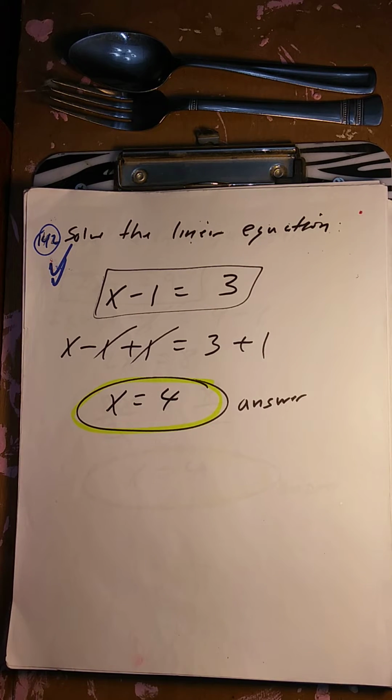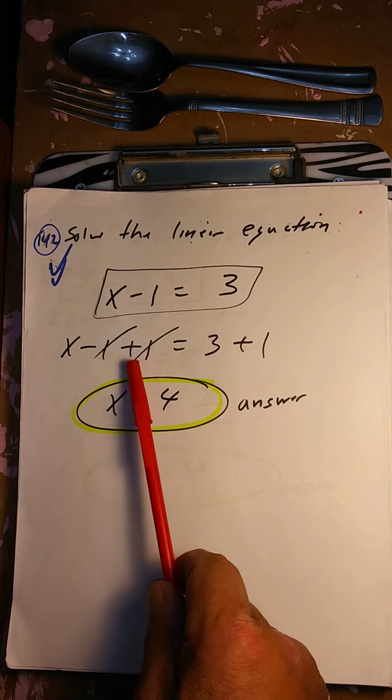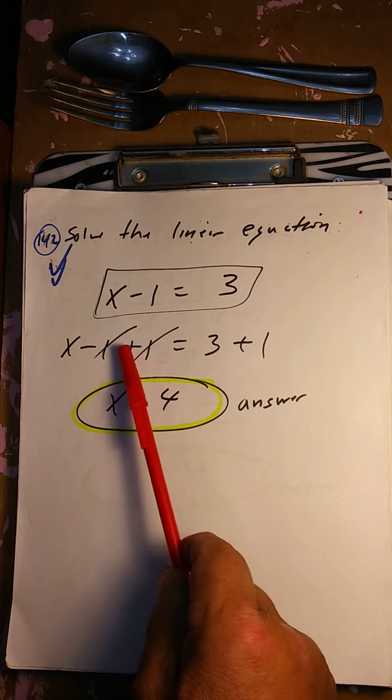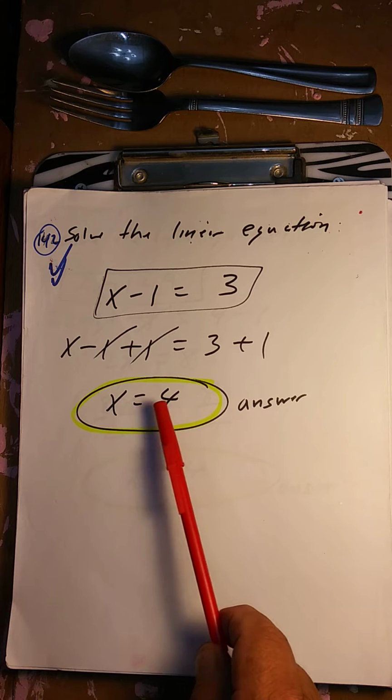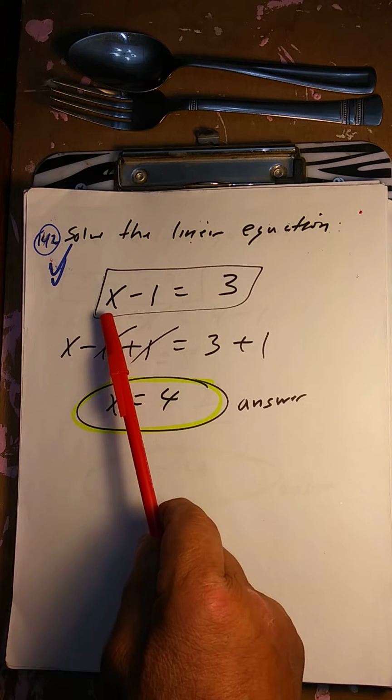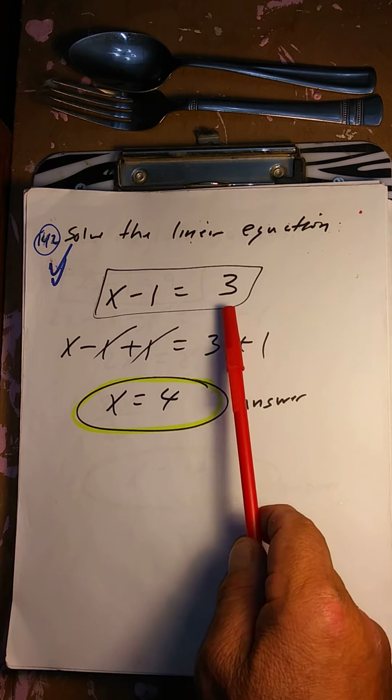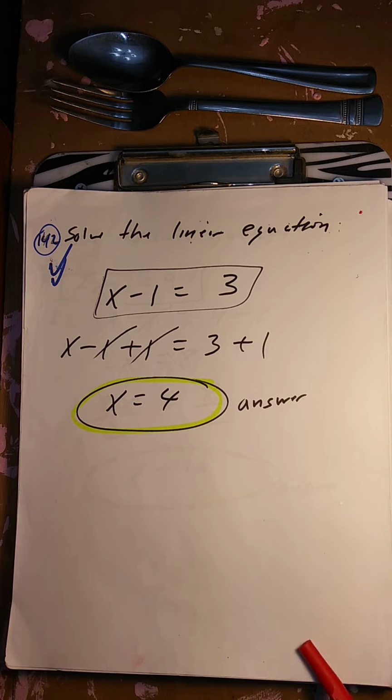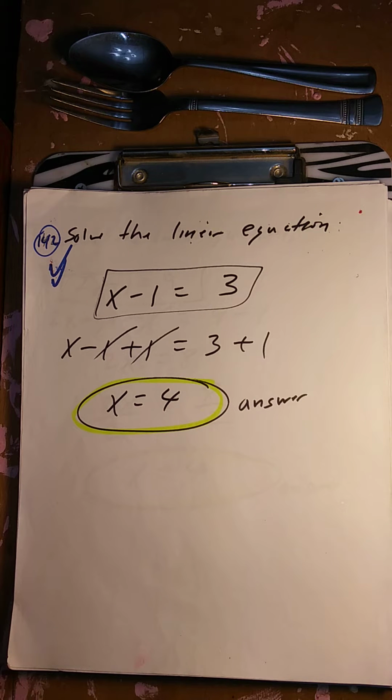Solve the linear equation, x minus 1 equals 3. So what I'm going to do is add 1, the opposite of this. So these cancel out. So now x equals what? 4. Does that work? 4 minus 1, is it going to give you 3? Yes, and you can check it with your calculator if you want. Okay, graphing calculator, of course.